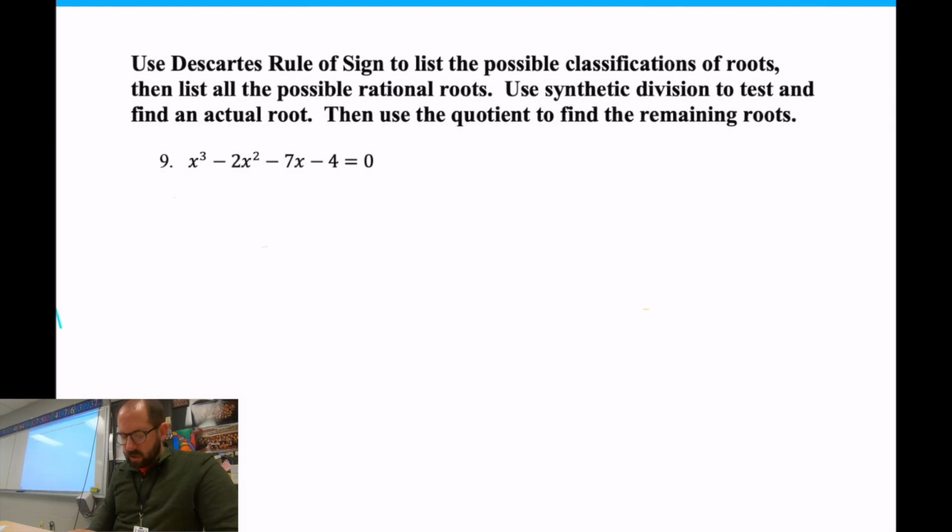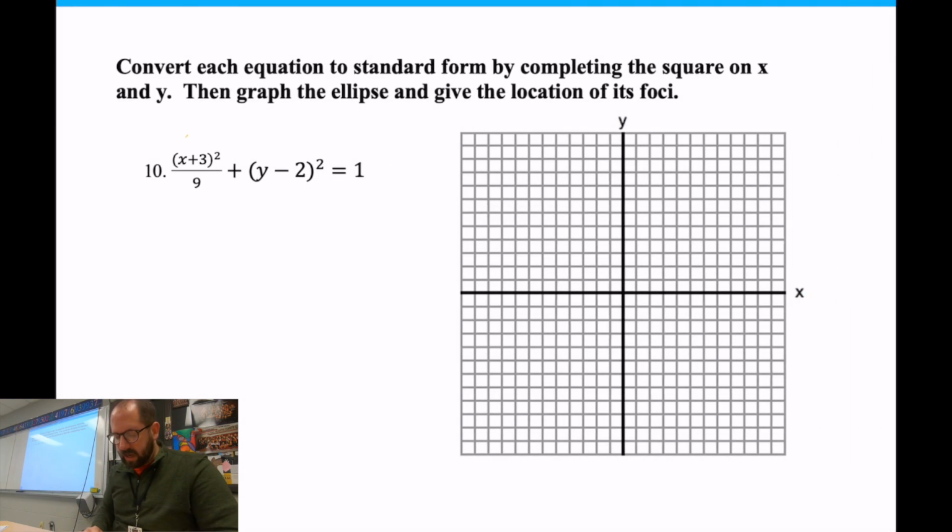Long division, we did this one yesterday. You have to fill in your ghost terms, the zeros. This one is a pretty lengthy problem where you have to do Descartes' rule of signs and then figure out the roots. And then we finished with the ellipse problem yesterday and the formulas for it.